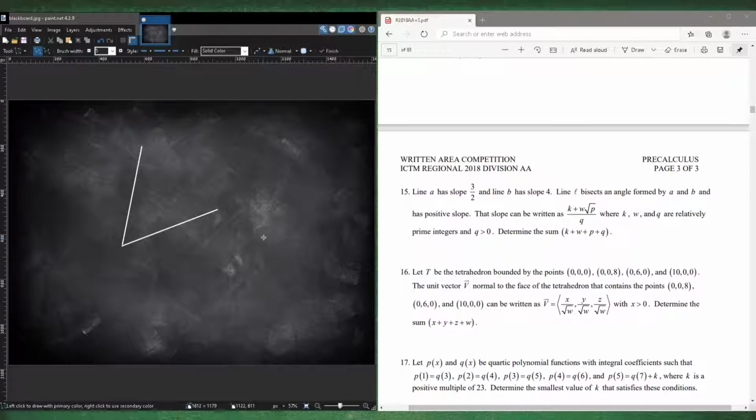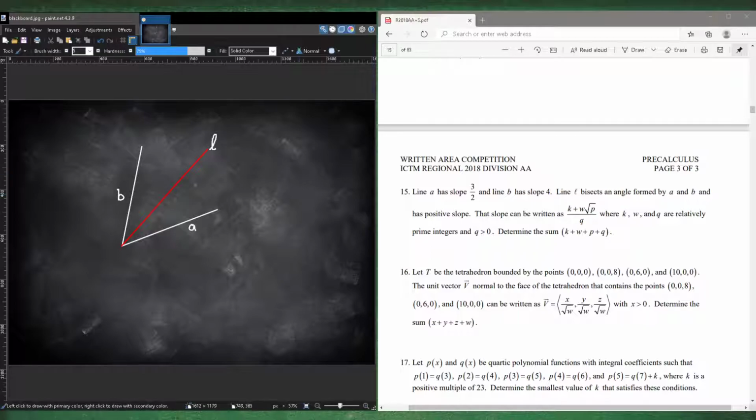Okay, so let's label this. So this is line A, and this is line B. And then there's a line L that bisects the angle. So we have a line L. Let's make this one red. And it bisects it something like this. Okay. And that is our line L. Or I could just write it in that form that they gave us. So the slope can be rewritten as this form.